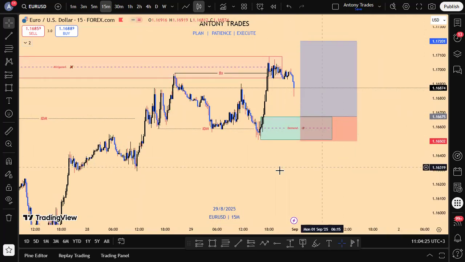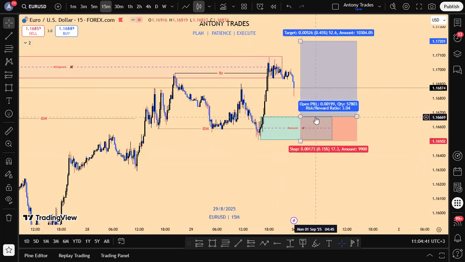Don't take trades blindly. Always make sure you look for the higher time frame. Get the narrative, get the context of what the higher time frame is trying to do. Then from that, you can replicate it in the lower time frame, and you will get good trades.